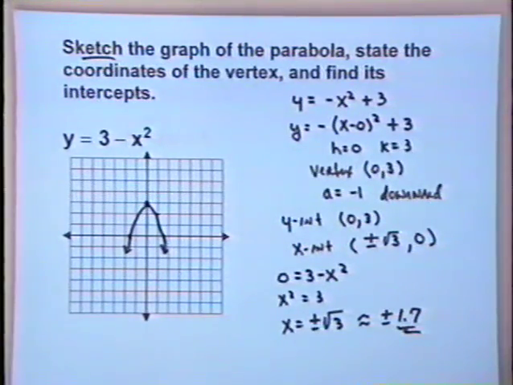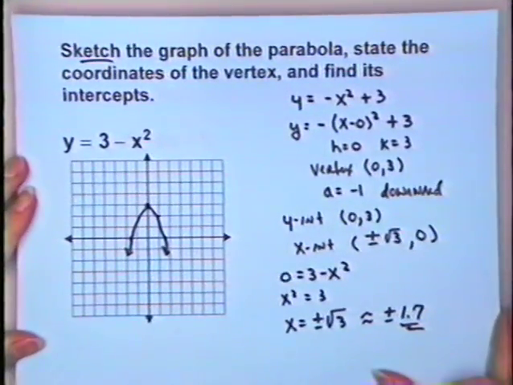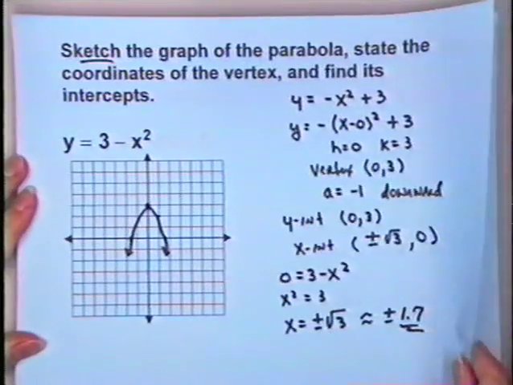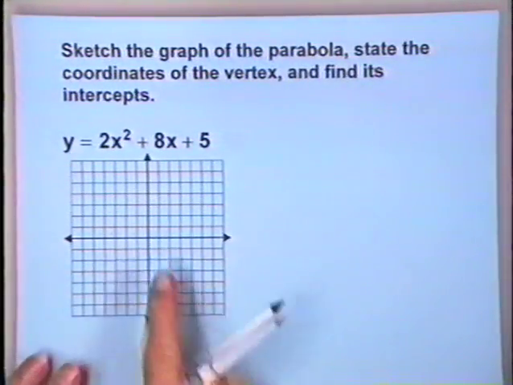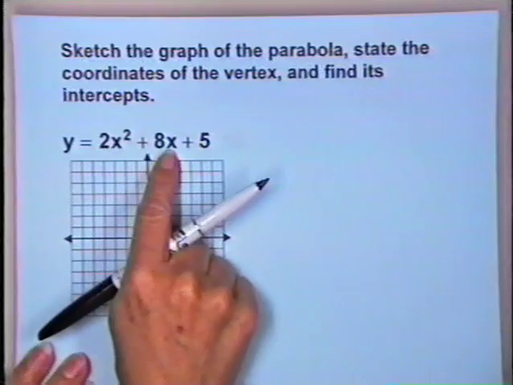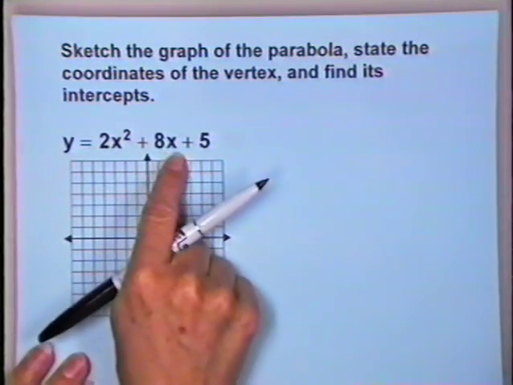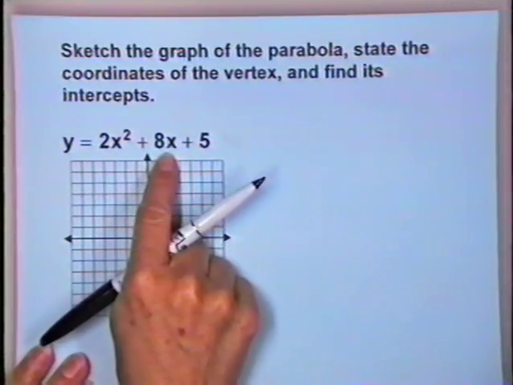Now, with these two examples, we've not had to complete the square because our x to the first power term was missing. In this next example, we're going to see that we do have that x to the first power, and so we're going to need to complete the square to get our equation in that standard form. Again, we're looking for the vertex and the intercepts. Notice here, this is what I'm talking about. See that 8x term? Because of that, we will need to complete the square.